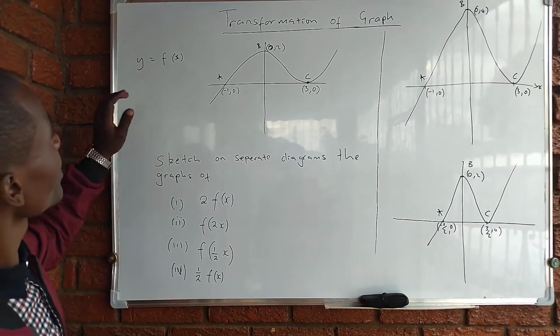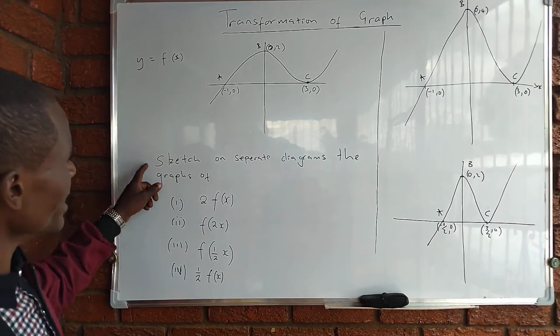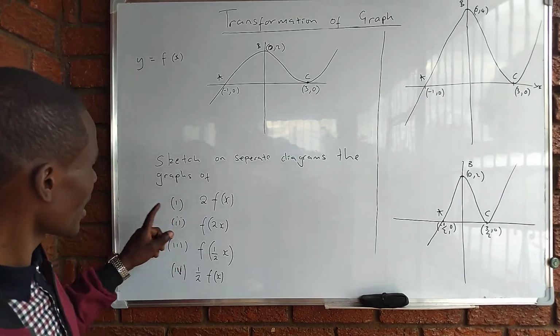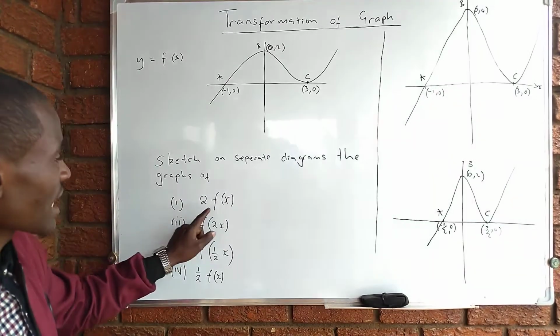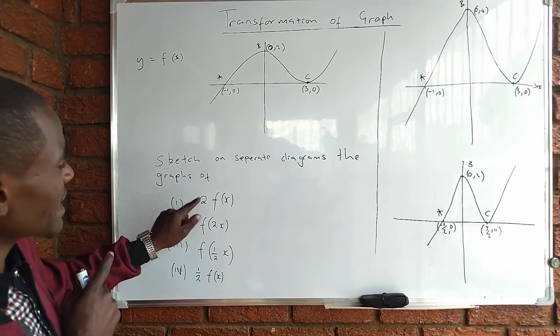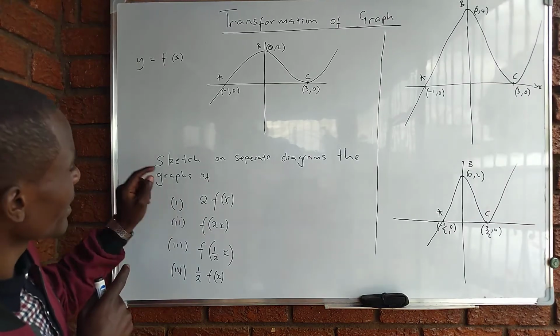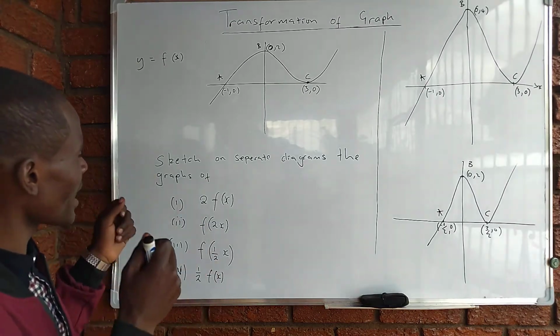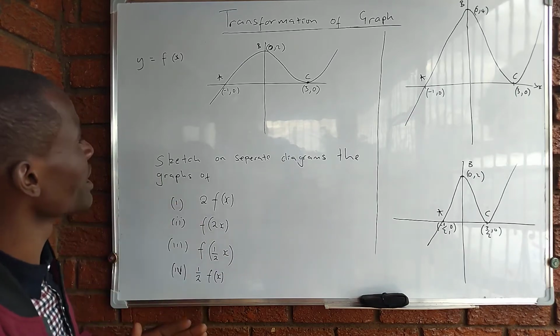So next example: sketch on separate diagrams the graph of 2 f of x. So the 2 outside is a stretch with scale factor 2 in the y direction, which means we are multiplying each and every y coordinate by 2, right?